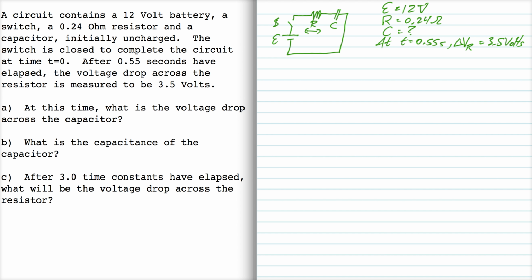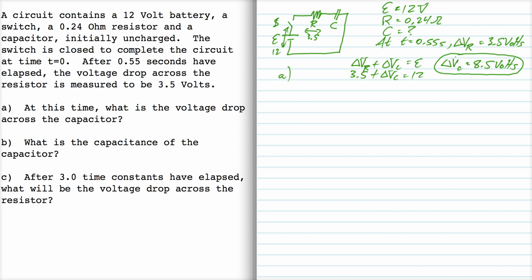Well, if that's 3.5 and this is 12, I know that the voltage drop across the resistor plus the voltage drop across the capacitor has to equal the EMF, right? That's the loop rule. So that means the voltage drop across the capacitor at that time is 8.5 volts, which is what part A is asking for. Okay. Now for part B, that's a little bit more involved. Got to find the capacitance.